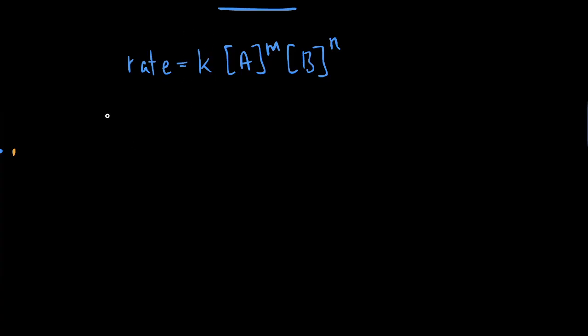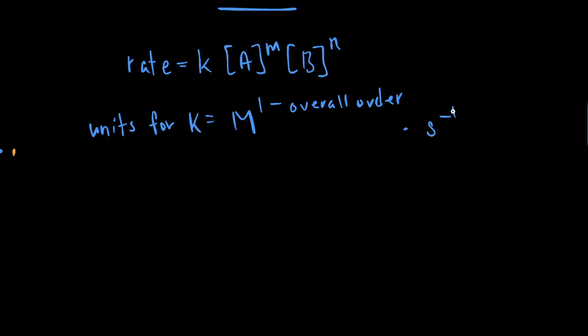Well, the units for K can be found very simply. Really, all you need to do is take your M, molarity, raised to the power of 1 minus the overall order, times seconds to the negative 1. So this seconds to the negative 1 is always going to be the same for that part of the units. The only part that varies is to what power we are raising the unit of molarity.